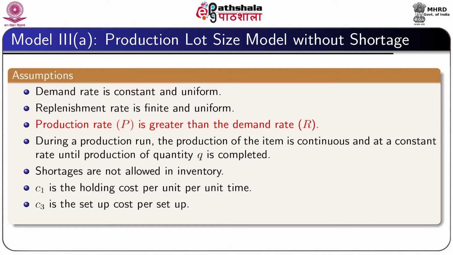Let us now develop model 3A, which is the production lot size model without shortages. The assumptions of the model are as follows. The demand rate is constant and uniform. Replenishment rate is finite and uniform. Production rate P is greater than the demand rate R. During a production run, the production of the item is continuous and at a constant rate until production of quantity Q is completed. Shortages are not allowed in inventory. We consider C1 as the holding cost per unit time and C3 as the setup cost per setup.